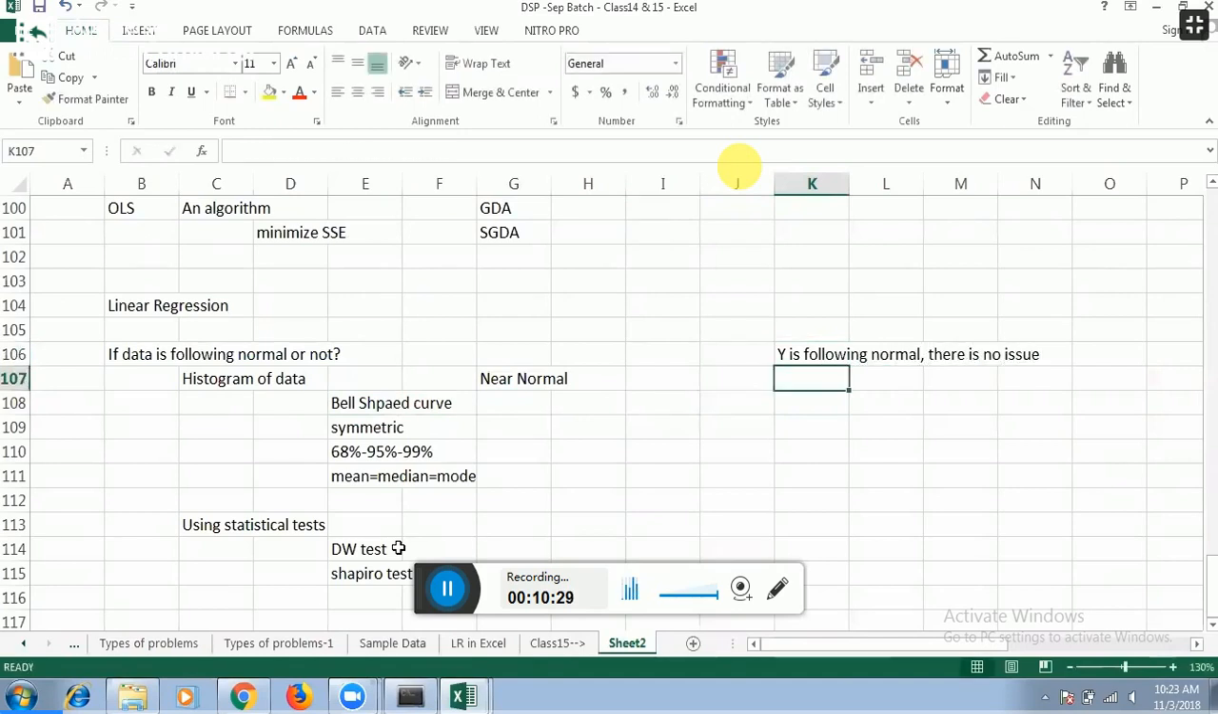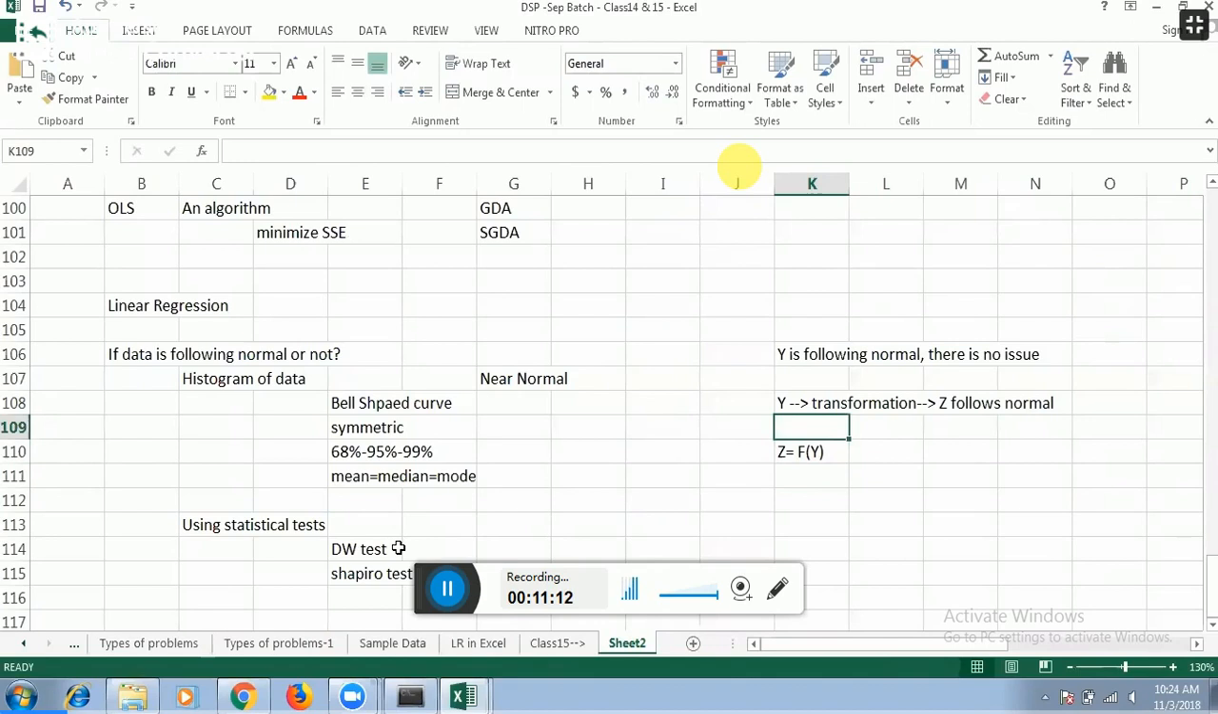So if y is not following normal, what will we do? We will transform y into z, such that z follows normal. The y passes through some transformation in such a way that z will follow normal. That means z equals some function of y. Indirectly what I'm saying is y is not following a normal; y follows some other distribution.